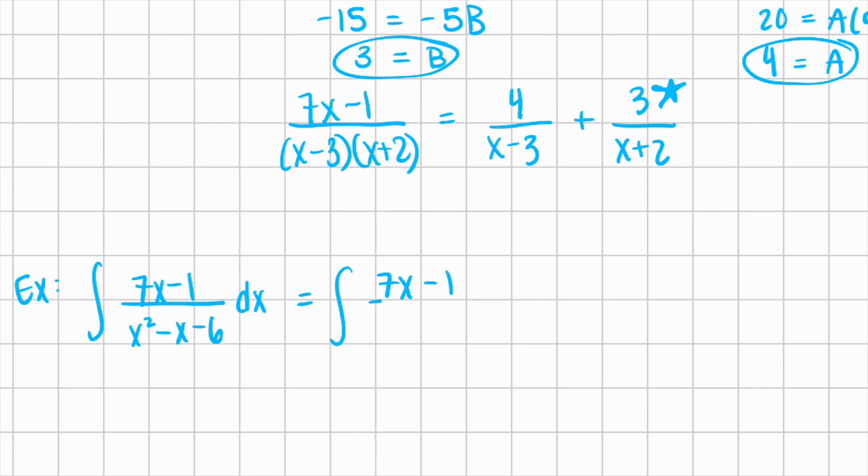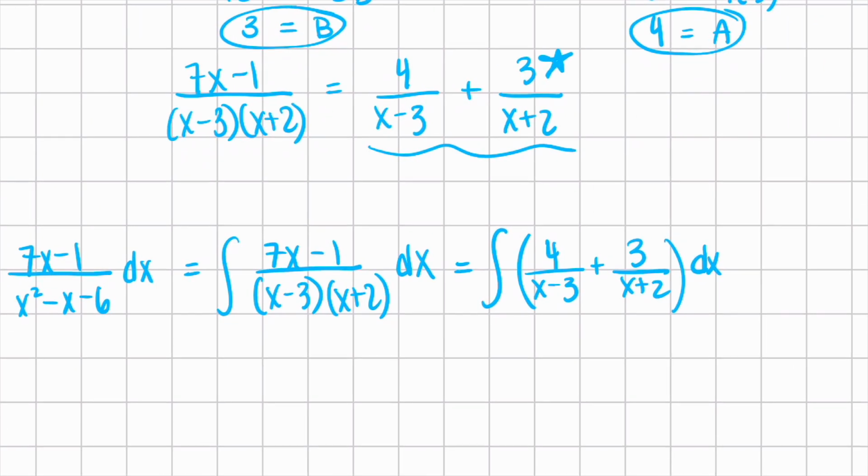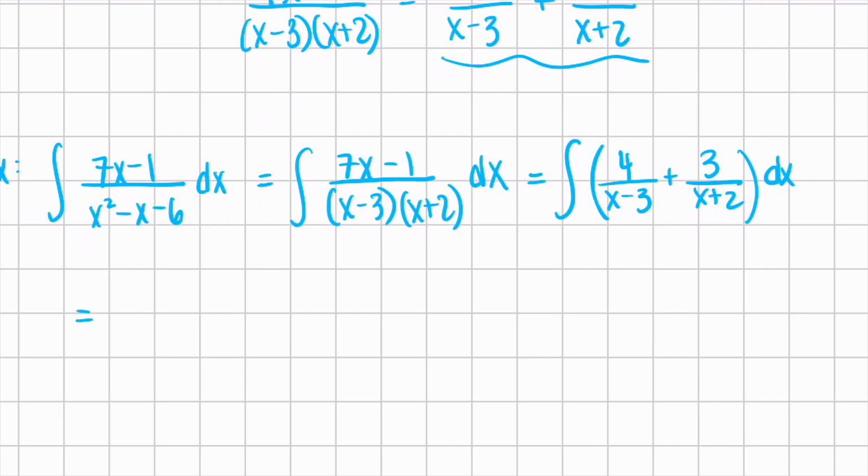So I'm going to factor my denominator. And then I'm going to do the partial fractions process. And we've already done that. So I'm going to say this equals what I got up here, 4 over x minus 3 plus 3 over x plus 2 dx. I'm going to split this into two separate integrals.